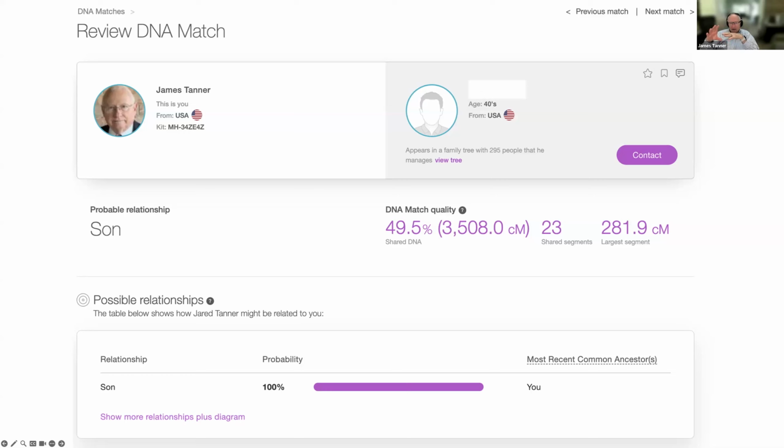It's a little more complicated, a lot more complicated than that. But the main thing you need to know about centimorgan, without getting into all the complications and jargon of DNA, is that the higher the number is, the more likely it is that you are related. In this case, the program, because that 3,508 centimorgan level, gives the probability of 100% that I'm related to this person who's my son.